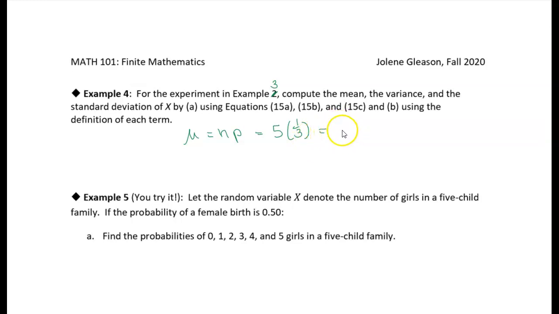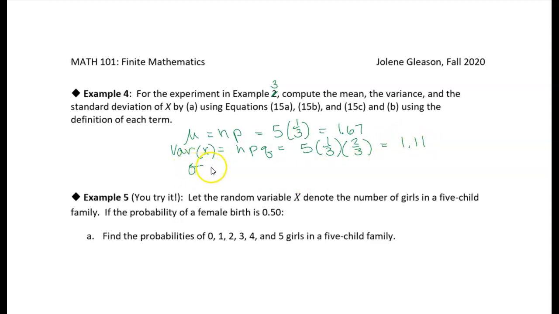If I put that in my calculator, I get 1.67. So our average is that we get that success 1.67 times. And then the variance of our random variable is just n times p times q. So we would have 5 times the probability of success, which is 1/3, and the probability of failure is 2/3. That gives us 1.11.